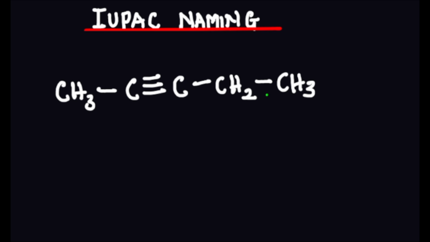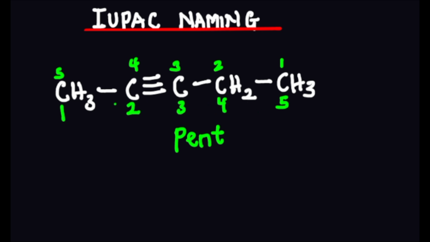If you count the longest carbon chain here, it is actually 1, 2, 3, 4, 5, right? So this is basically 5, and 5 simply represents pent. That's 5 carbon atoms. Then if you look at this, we are numbering forward 1, 2, 3, 4, and 5. If I'm numbering forward, it is on position 3, on carbon number 3. And if I'm numbering backward, 1, 2, 3, 4, and 5, the triple bond is on position 2.